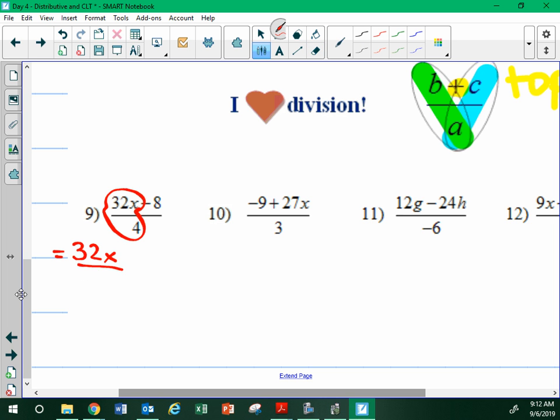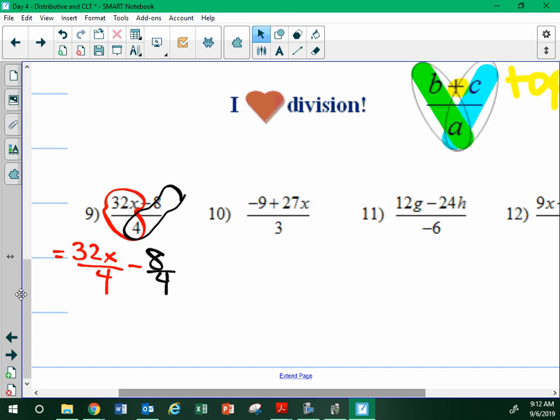32x divided by 4. Wait, so here you don't do it like order of operations? No, because we can't simplify those because they're not like terms. If they were just numbers, then we would follow order of operations. But it's already simplified as much as we can. All right, and then we have minus 8 over 4. Okay, so this is what we're doing. Now we just have to simplify.